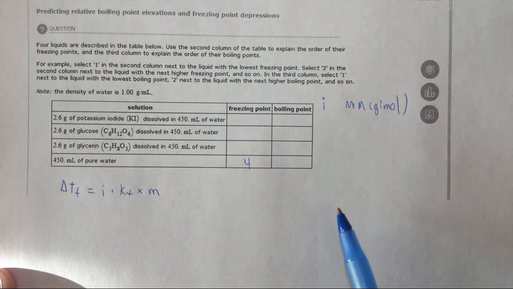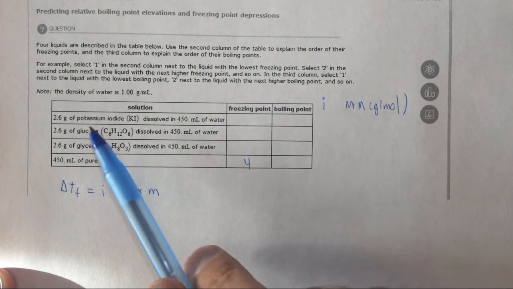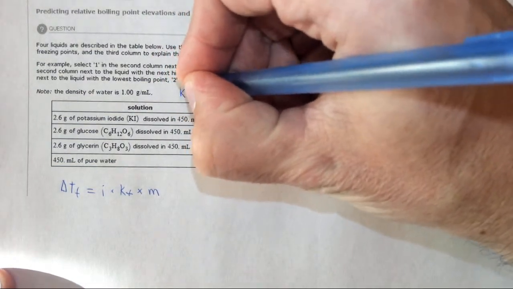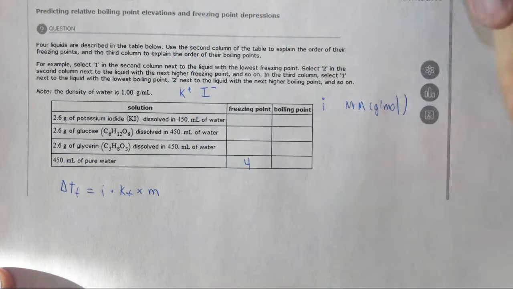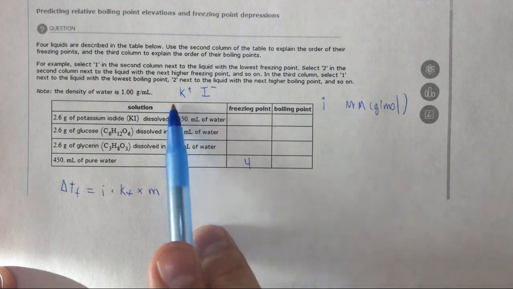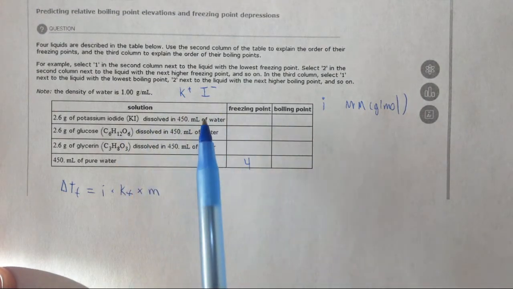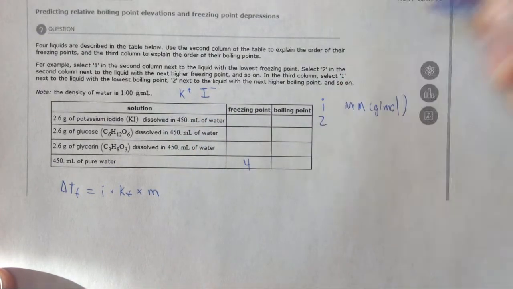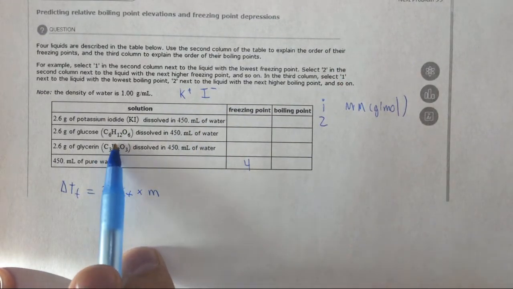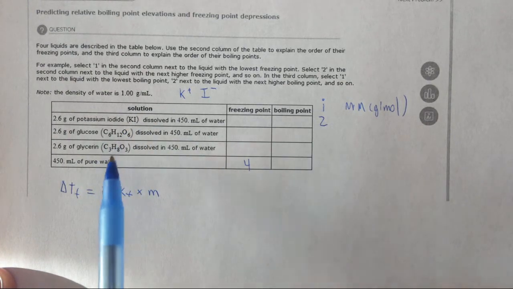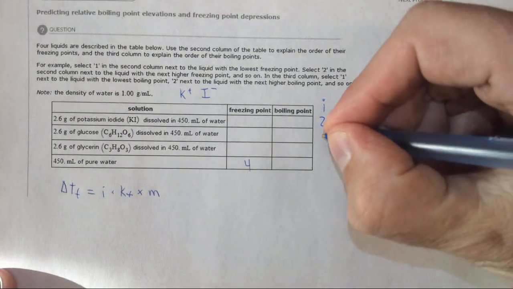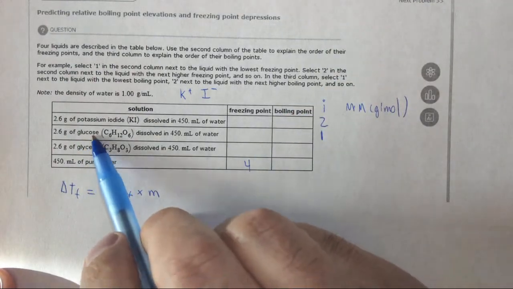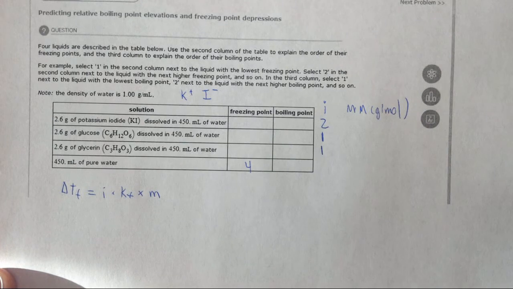Now let's find all of these things for the other ones. So for KI, because it's ionic, when it dissolves in solution, it's K plus and I minus. Note that strong acids like HI will also dissociate in solution, but ionic compounds will dissociate, so this is 2. This is a covalent compound, you can tell because there's no metal. It's all nonmetals. So covalent compounds do not dissociate in water, and this is true of both glucose and glycerin. So i is 1.